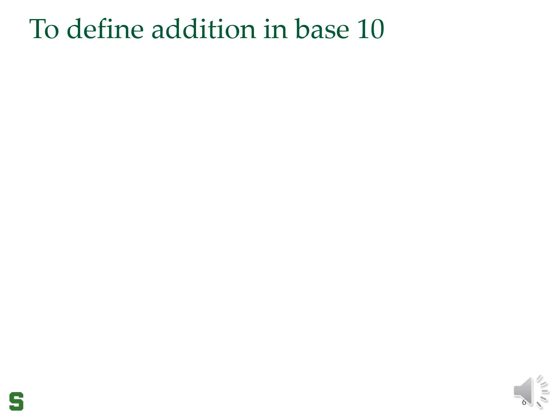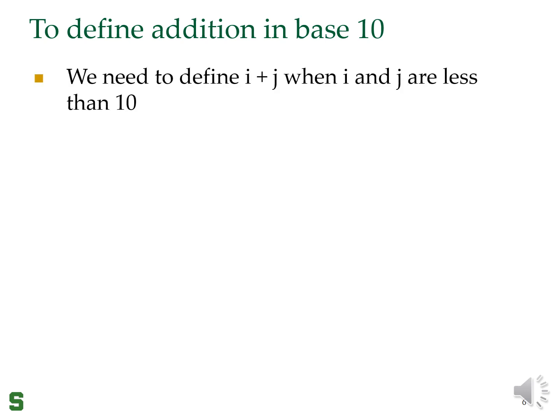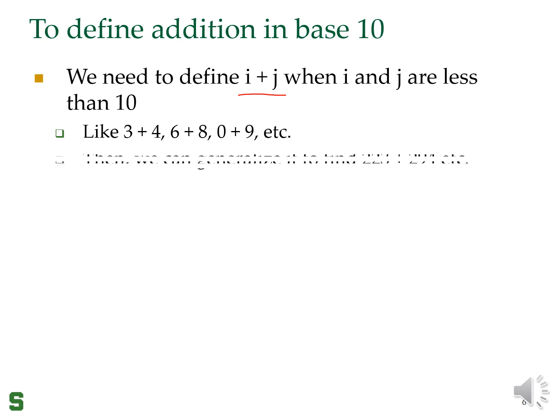Let's try to define addition, and let's look at how we define addition in base 10. To define addition in base 10, I needed to know the value of i plus j when i and j are less than 10. So it would be things like I needed to know what is 3 plus 4, 6 plus 8, and so on. And once I knew that, I can build on top of that addition of arbitrary decimal numbers.